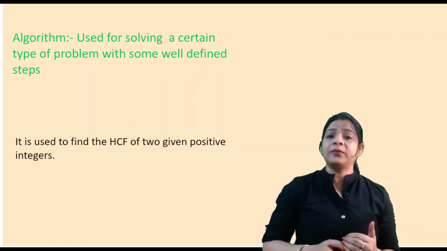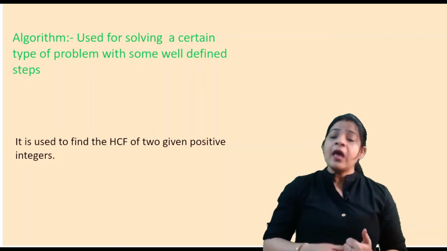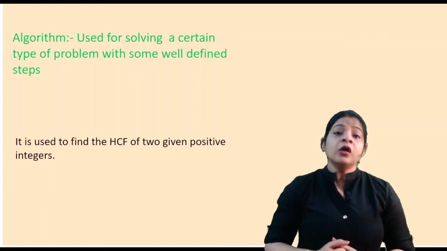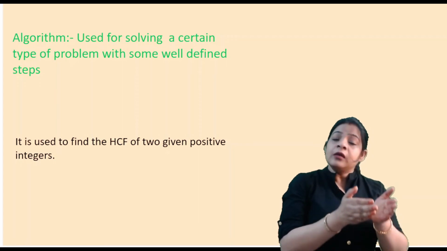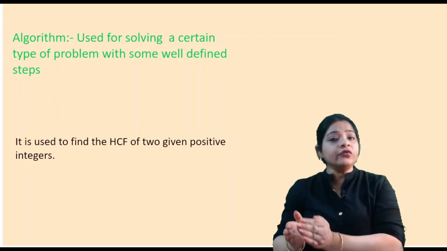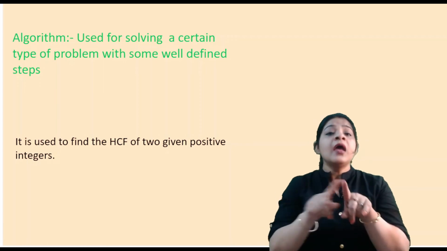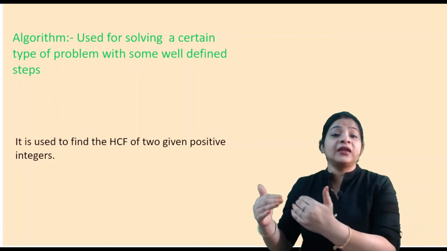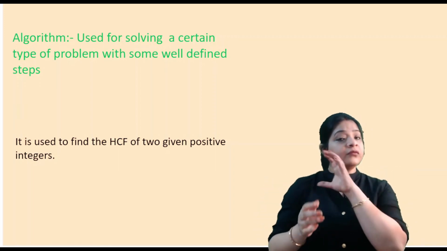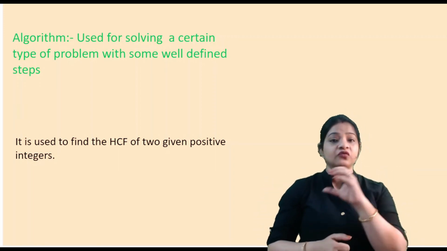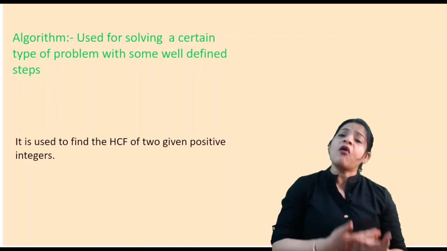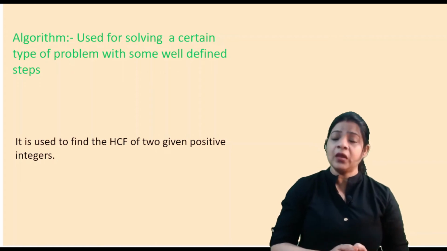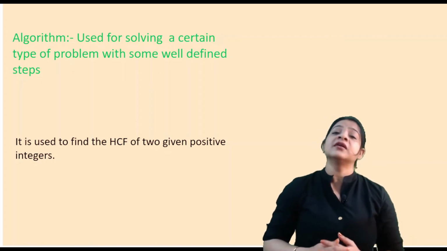So what is the problem over here? You need a maths book. And what is the solution? You have to purchase the book. Between the problem, that you need a book, and the solution, that you purchase the book, you have to go through certain well-defined steps to reach the destination or the solution. So an algorithm is nothing but a solution to a certain problem following some well-defined steps.